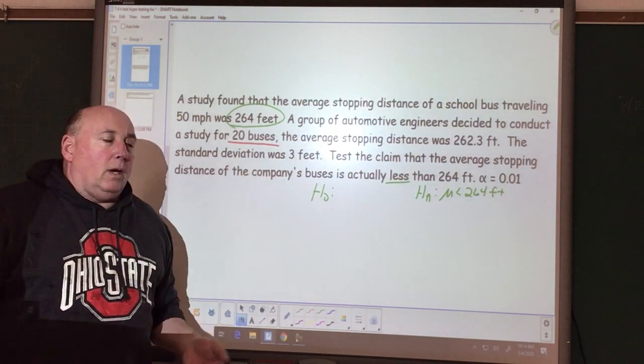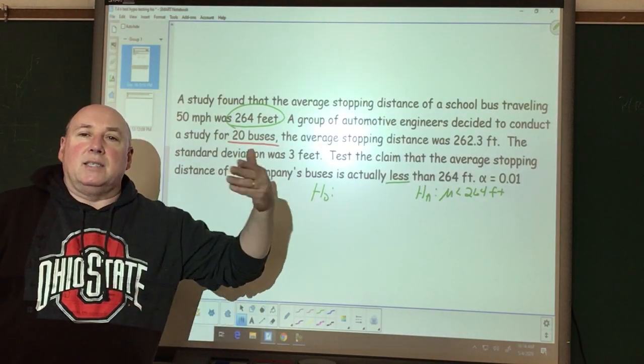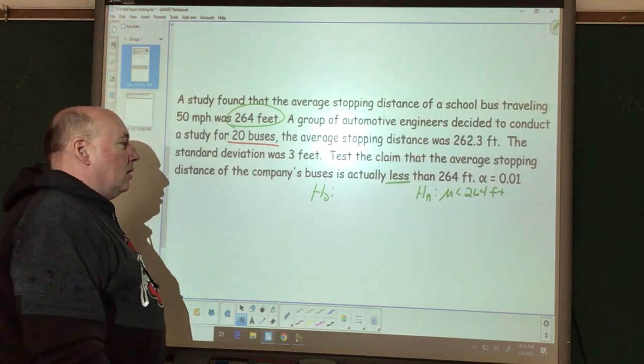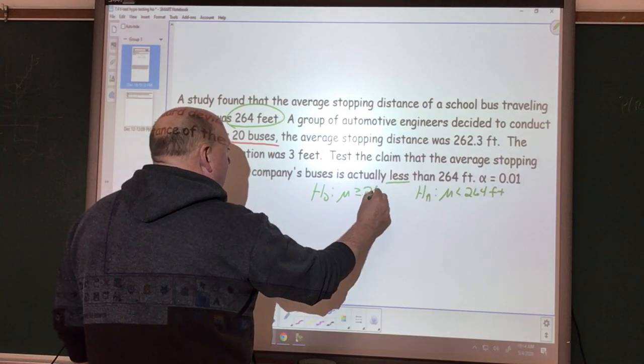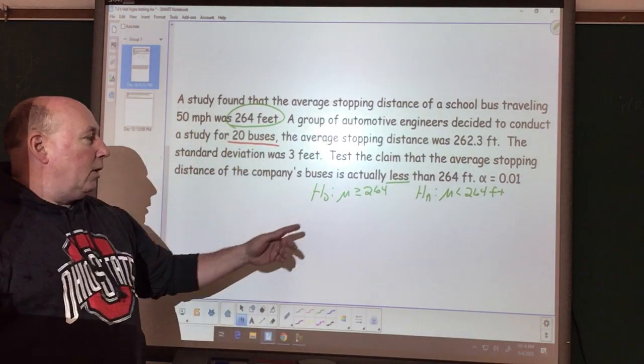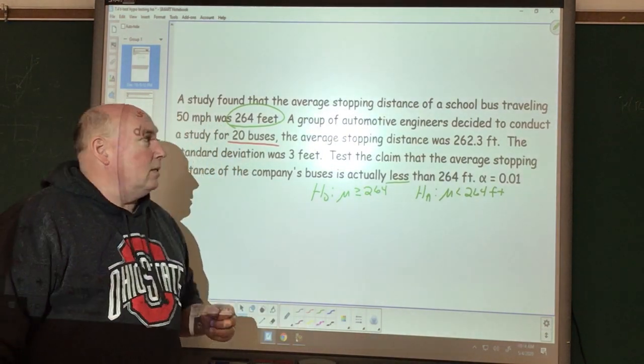The null hypothesis is opposite to the alternate. So we have mu is greater than or equal to 264. Once again, remember equality will always go with the null hypothesis.